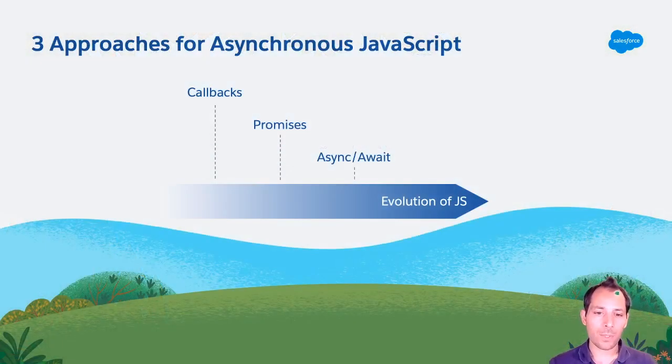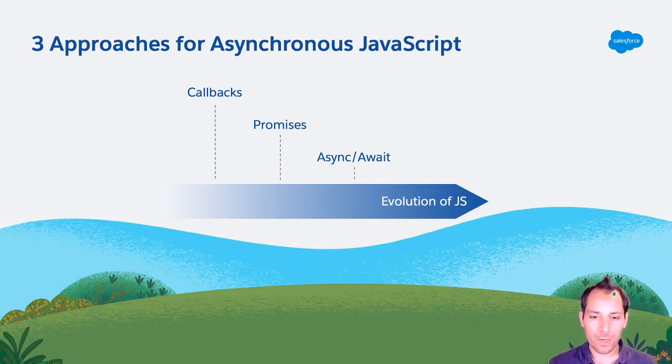There are 3 different ways to do that in JavaScript, and they were introduced at different times. Let's start first with the oldest one. The oldest one is called Callbacks. This is the first architecture to do asynchronous code.